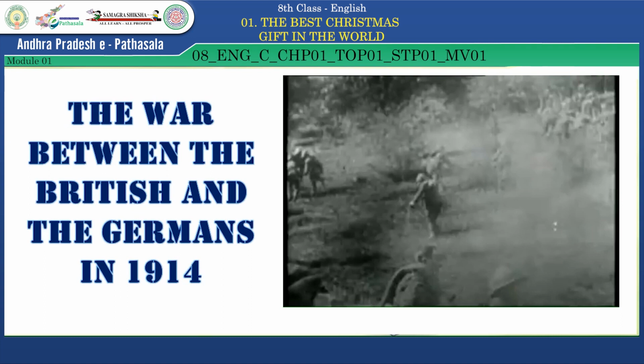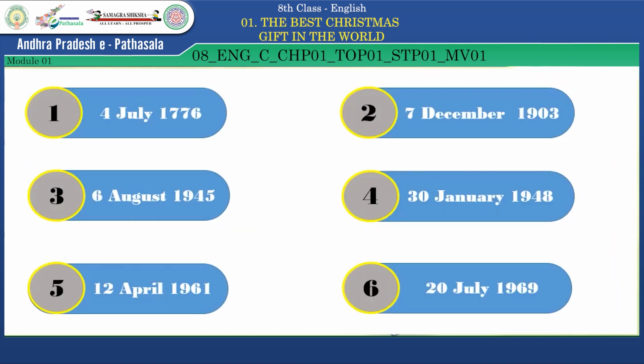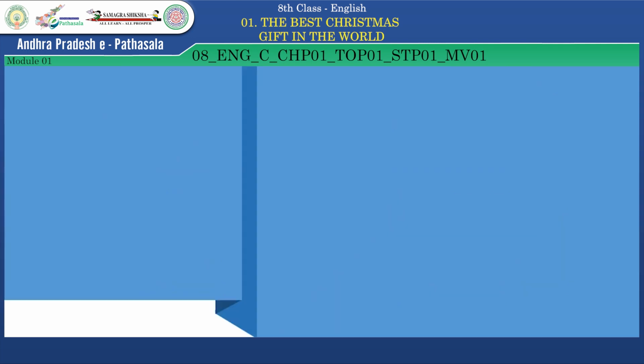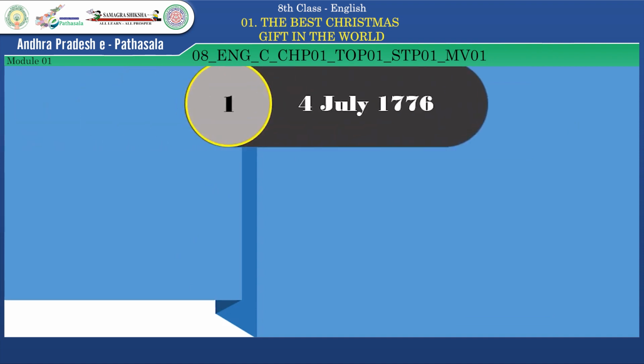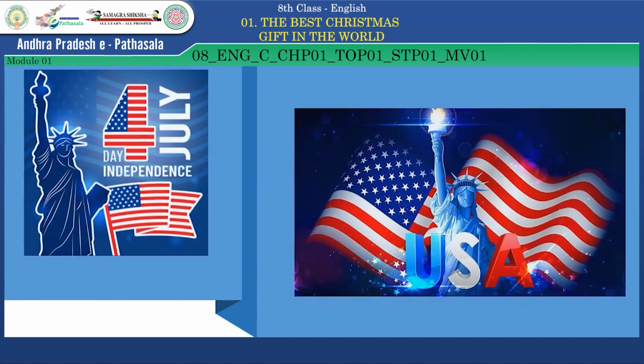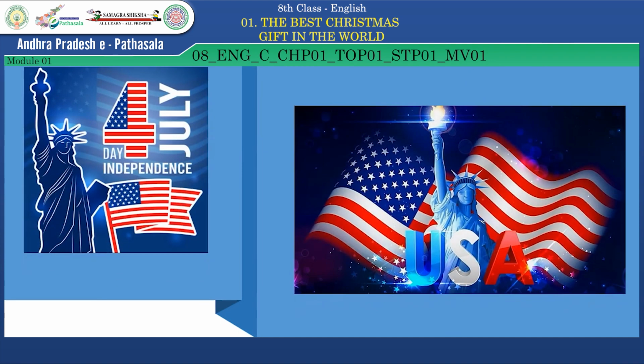But before that, let us know the importance of the following events. Students, look at these dates given here. Do you know what these dates are famous for? Now, let us discuss them one by one. Let us look at the first event, 4th July 1776. Can you guess what happened on this day? Yes, America got independence on this date.